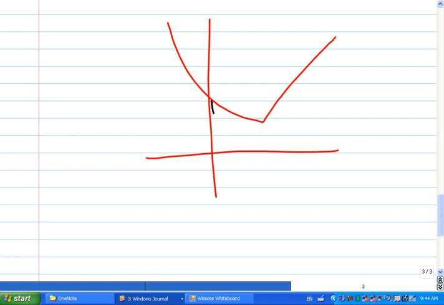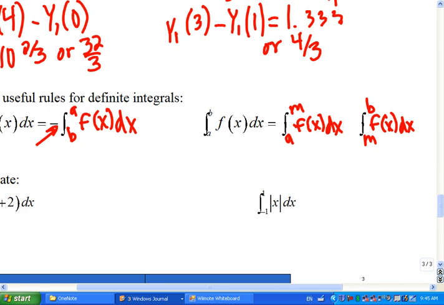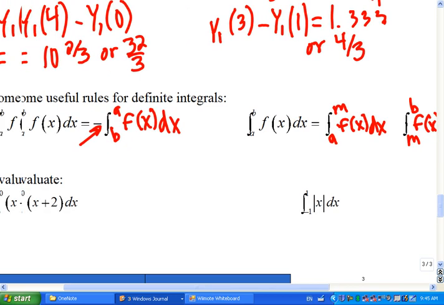Then we could find the area under this curve as one piece, and then the area under this curve as another. So instead of going right from A to B, which would be difficult because the function changes, we would stop here in the middle and do another integral. So we can split it up like that, adding those pieces together. So here's a couple of examples that sort of illustrate these rules.